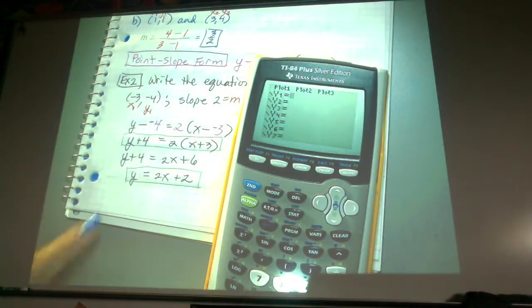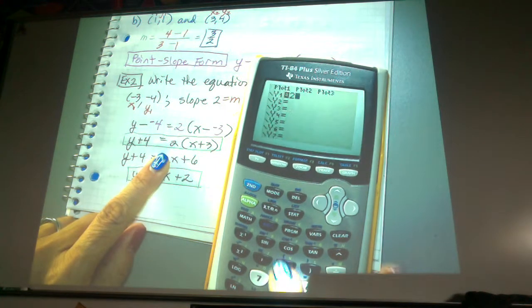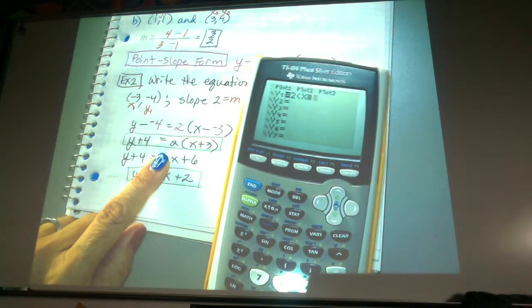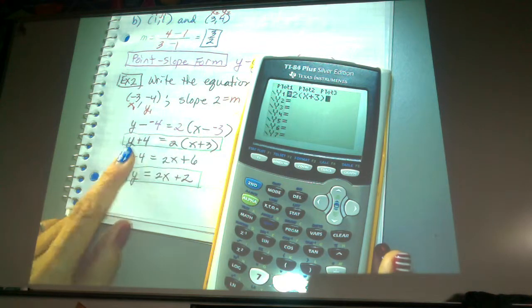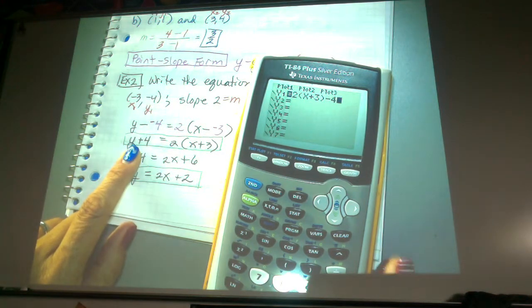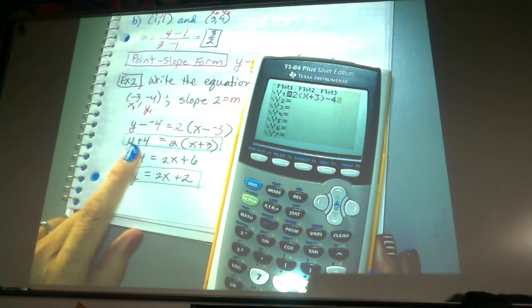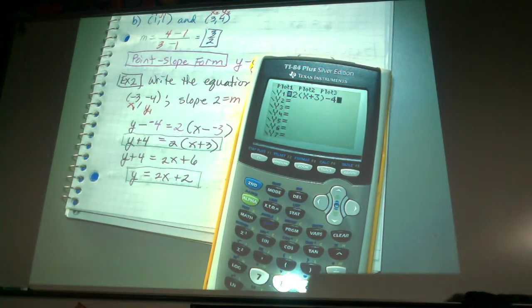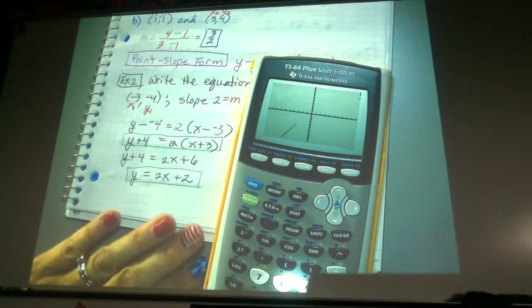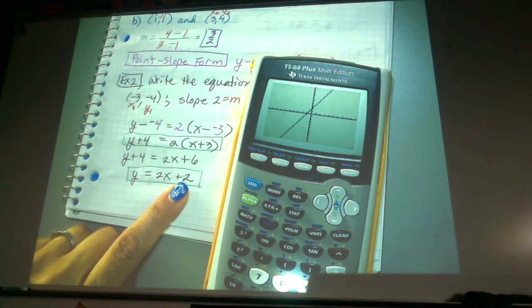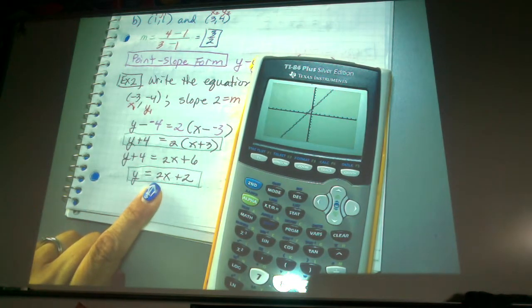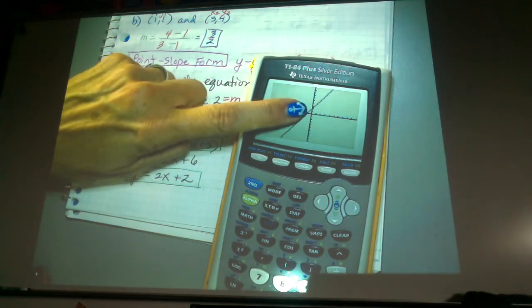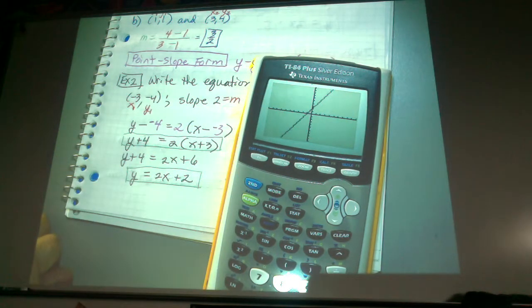So I could just do 2 parentheses x plus 3 in the y equals, and then subtract 4. So you have to have it solved for y. So I could solve this for y without doing much work in my calculator and put that in there. If I hit graph, it should cross the y-axis at 2 and have a positive slope of 2, and sure enough, it does cross at 2, and it appears to have a positive slope.